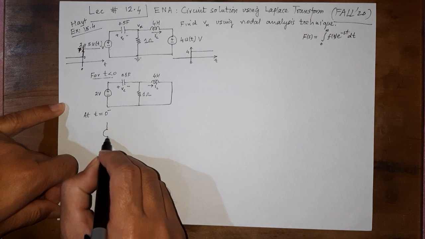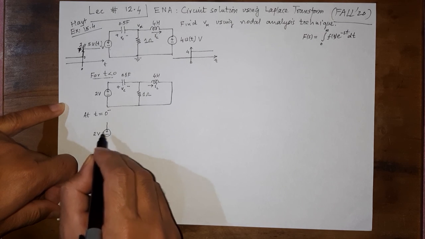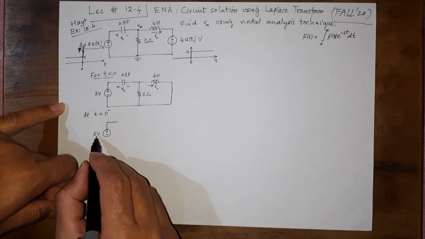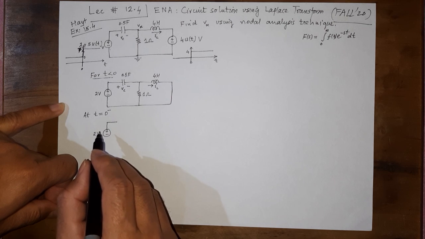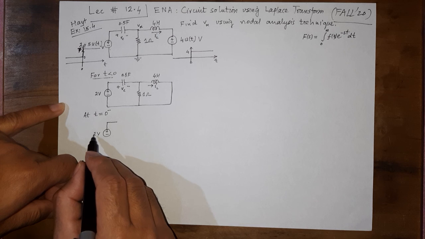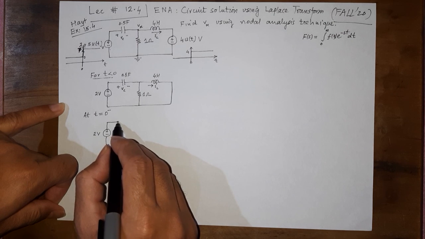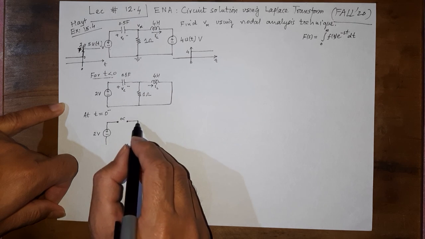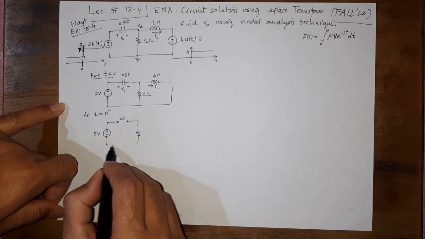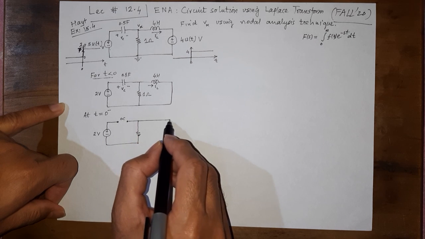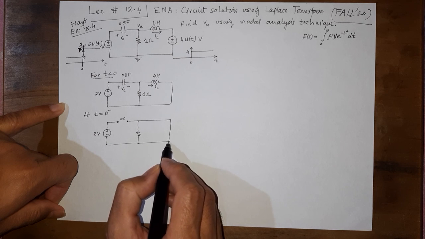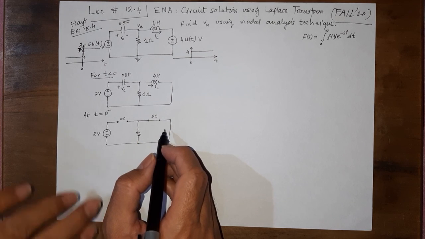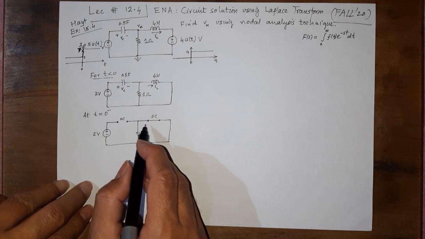So what is going to happen? We have a 2 volt source still there, the 5 has not kicked in yet, and because this is a DC source, what I am going to do now is to be done purely for DC sources. The capacitor would have charged by now and it has been replaced by an open circuit. A resistor remains there and an inductor would have been replaced by a short circuit.